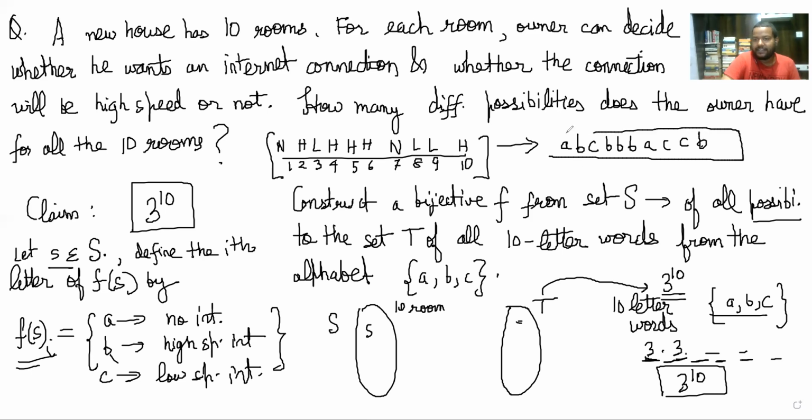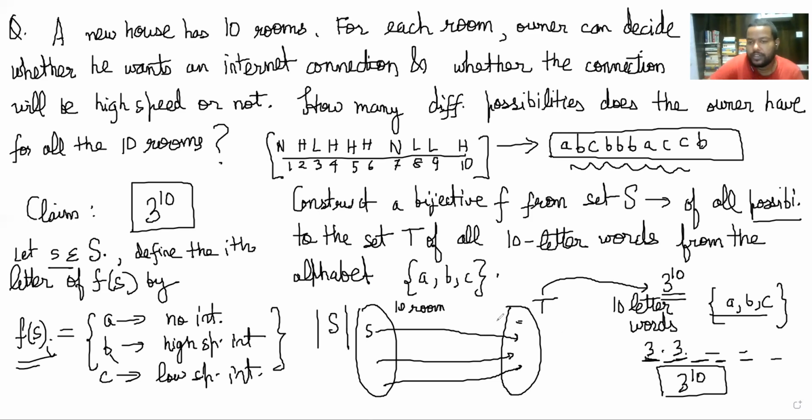So this word will unambiguously tell you, without any doubt, looking at this word and at this function, what possibility we are talking about, right? So this is a clear bijection from this set to this set. And once you have established a bijection, you can say that the number of elements in set S is equal to the number of elements in set T. And the number of elements in set T is simply the number of possible 10-letter words using 3 letters of the alphabet. The number of possible words will be 3 power 10. So that is the answer.